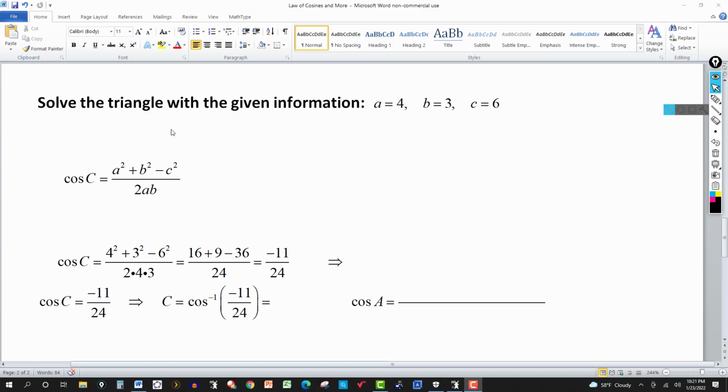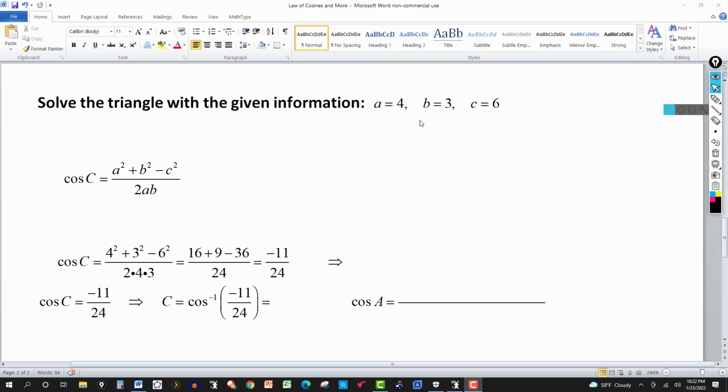Say solve the triangle with the given information. We're given side a equal to 4, b equal to 3, and c equal to 6. I've partially done this just to make the video a little bit shorter. We're given all three sides, so we need to find the measure of angles A, B, and C. I'm going to choose to find the angle with the largest measure, which is the angle opposite side c equal to 6. Six is the side with the longest measure, so the largest angle will be angle C.